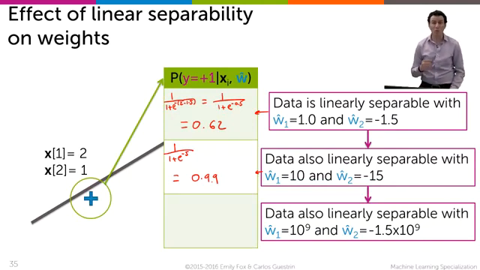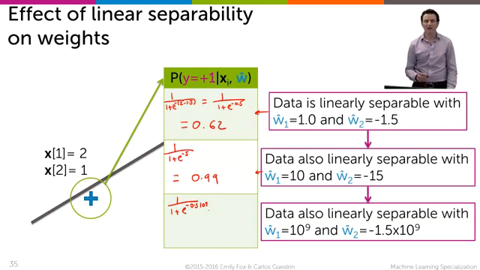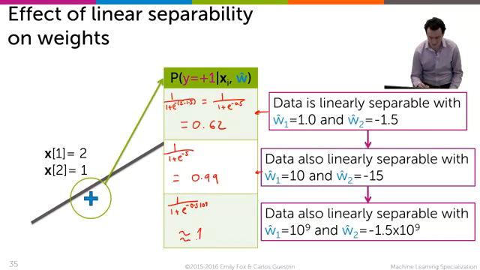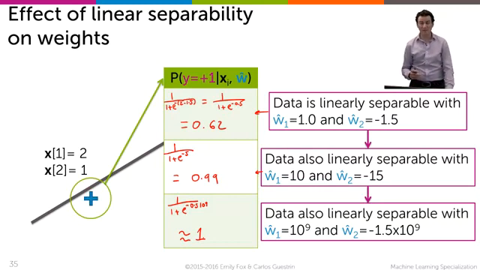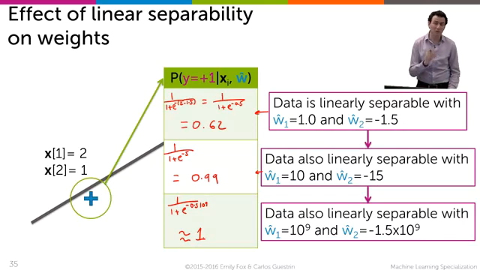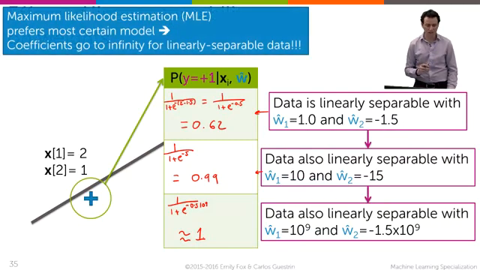Well, let's see what happens when we look at 1 billion and minus 1.5 billion. Well, that ratio becomes 1 over 1 plus e to the minus 0.5 billion. And I don't know, my calculator couldn't compute that exactly. Probably yours can't, but I can tell you it is basically 1. So when the coefficients become really, really big, the model says that a point right next to the boundary has probability 1 of being a positive review, and I don't trust that.